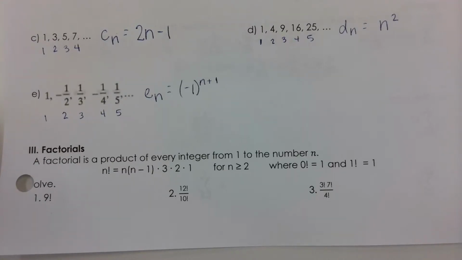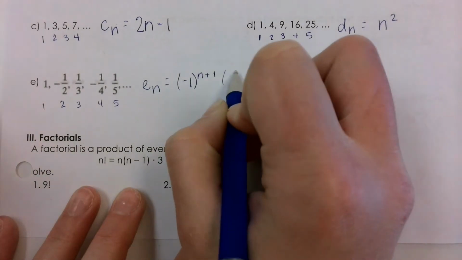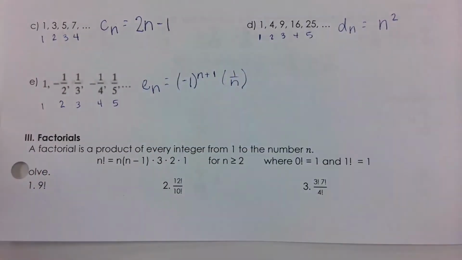So what's next? Oh, how are we getting the 1 over whatever? Just 1 over n. Is that okay? Questions? Okay, cool.